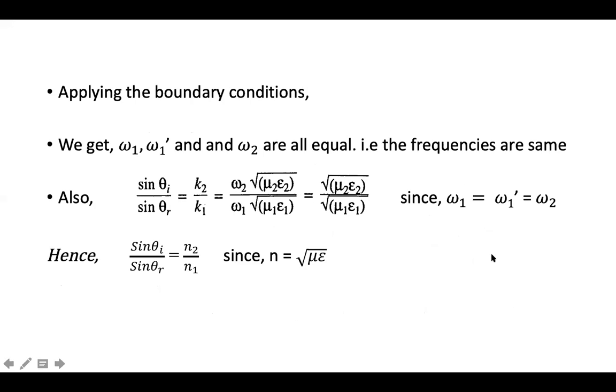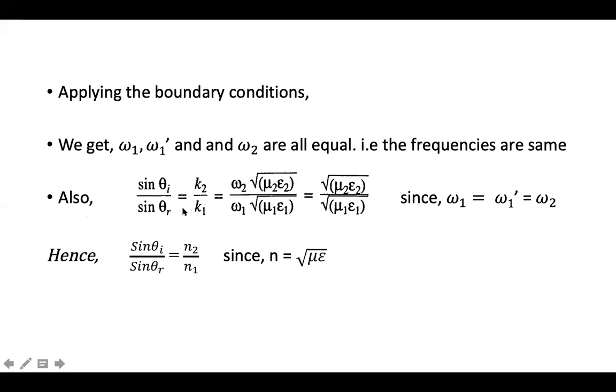What are the boundary conditions? We will take the tangential component of E, and we'll see that E is continuous at the interface, and then we have the other components also, B and H. So we apply all the boundary conditions which we have, and then we get omega 1, omega 1 prime and omega 2, which are all equal. That is, the frequencies are the same.